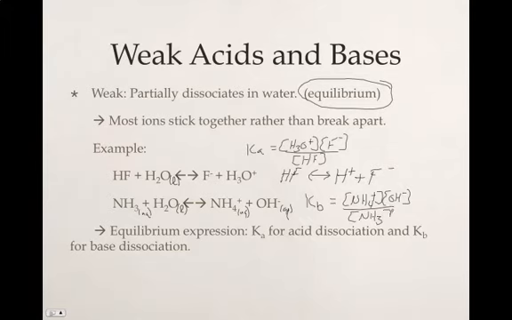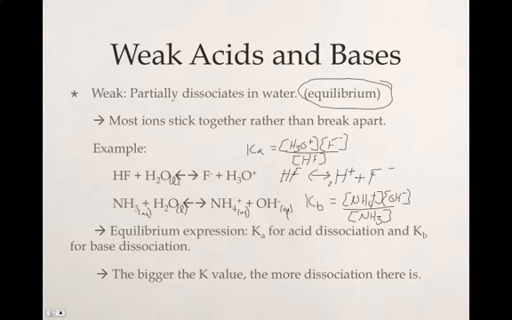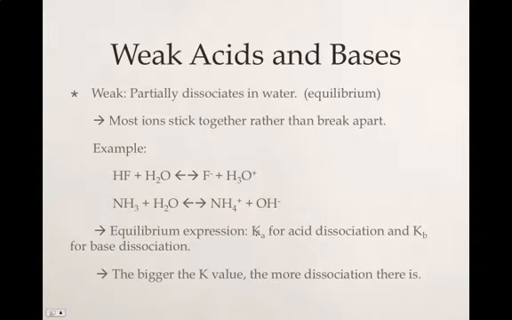Now, what does the value of our Ka or our Kb tell us? Well, the bigger the K value, the more dissociation there is, because we have more products, and that's more of our ions. So it means that they broke apart more. And so the bigger the K value, that means the stronger the acid or the stronger the base. So bigger K equals stronger acid or base.